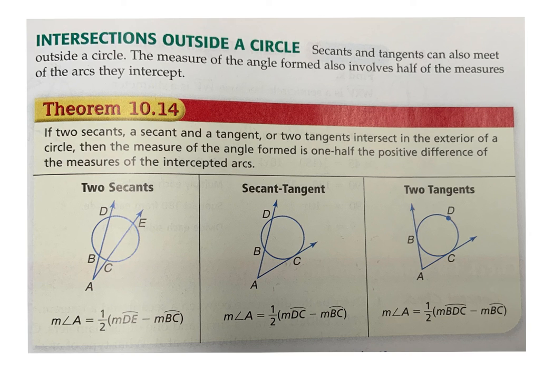You take the outside minus the inside here, which is what they have here, DE minus BC, and you cut that in half. For the next one, you would take this DC arc minus this BC arc, and you would cut that in half. And then for this third one, you would take the arc BDC, you would subtract the arc BC, and you would cut that in half. So when they meet outside of the circle, they have two arcs that are formed, and you take those, subtract, and divide by 2.